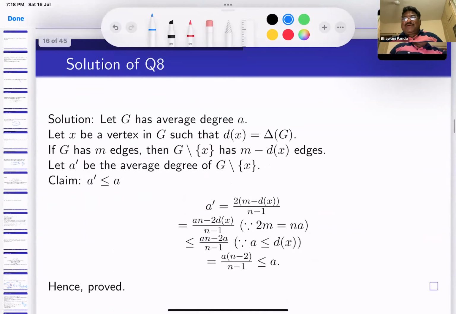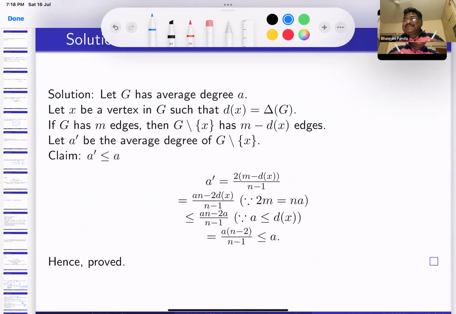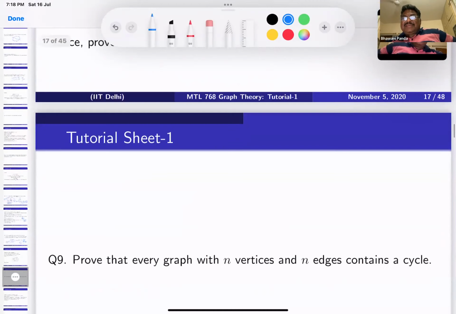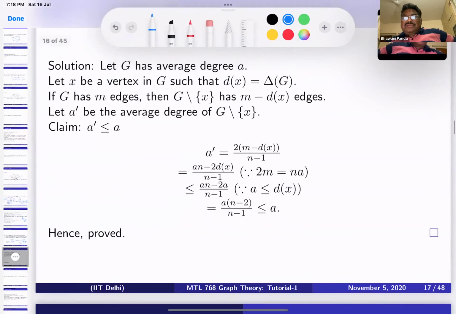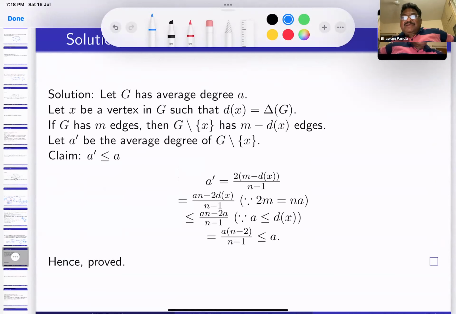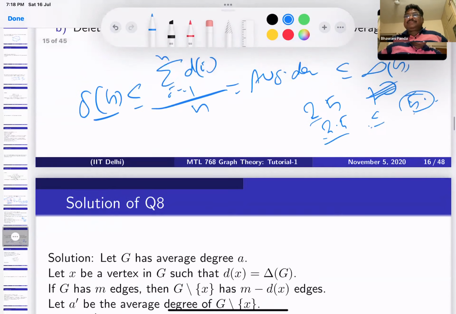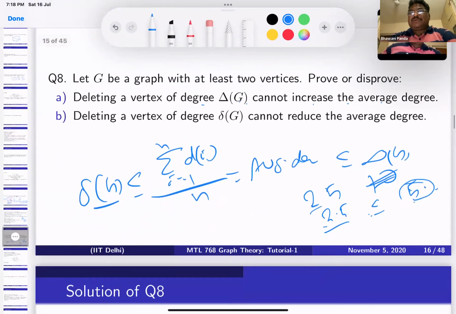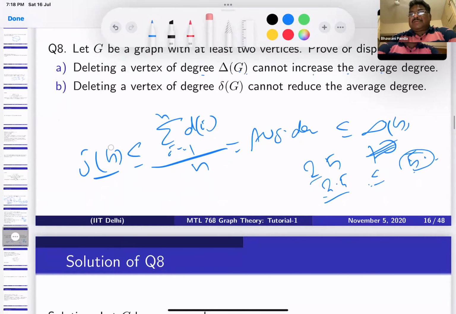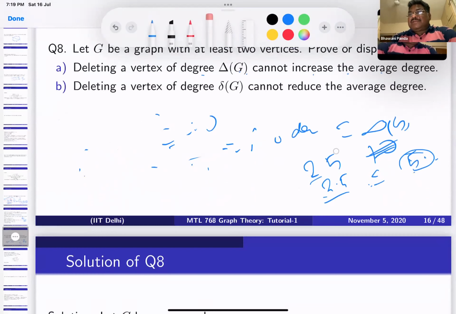For example, the first one is true. Let G have average degree A, and let x be a vertex in G such that its degree is equal to delta G. After that, you can see the first one is true. That is the proof. Also, you can get this one. What about the second one?